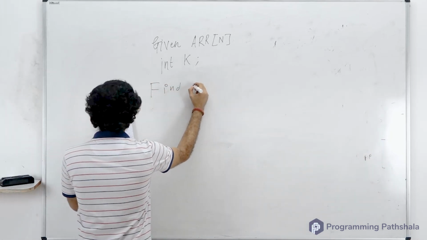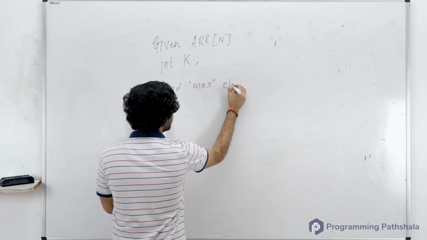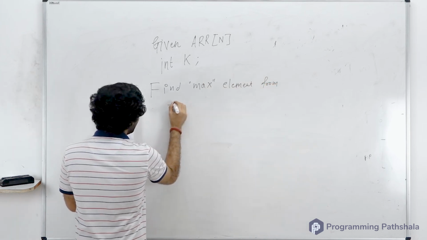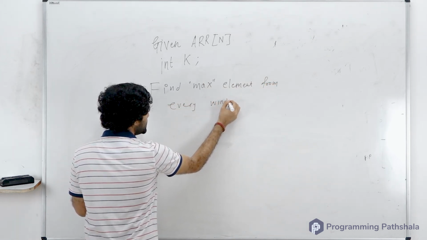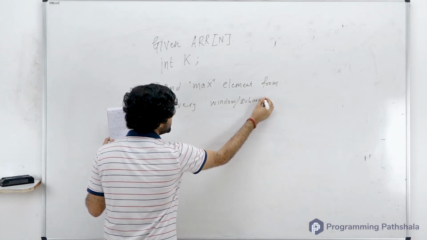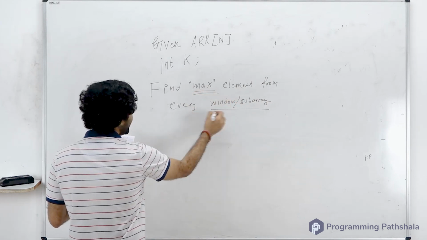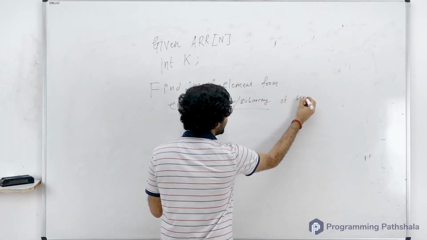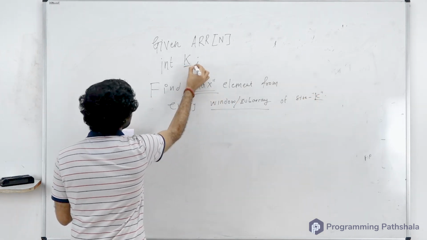find the maximum element from every window. Window is just like a subarray. So you have to find the maximum element from every window or subarray of size k. This k is this one.